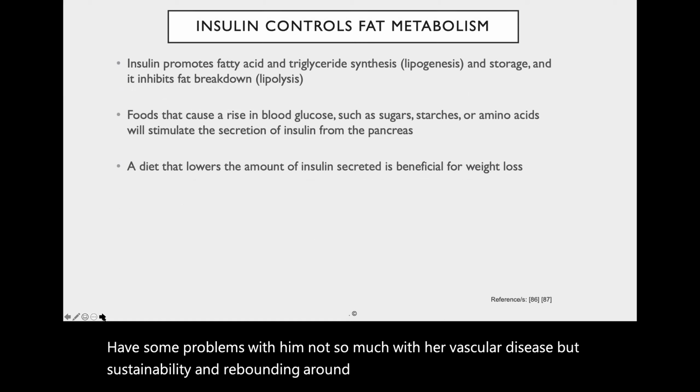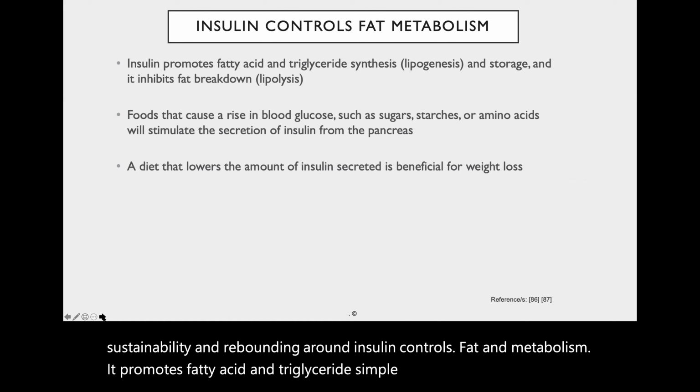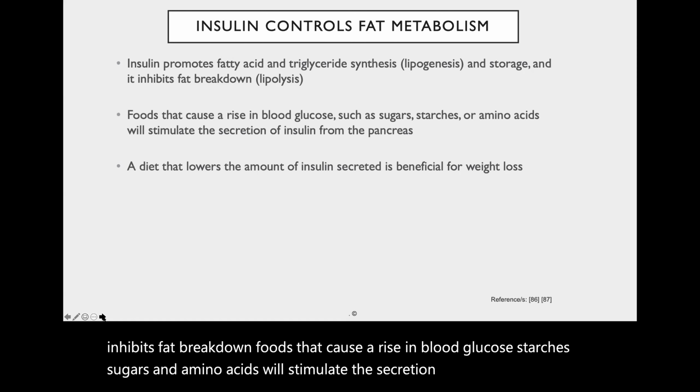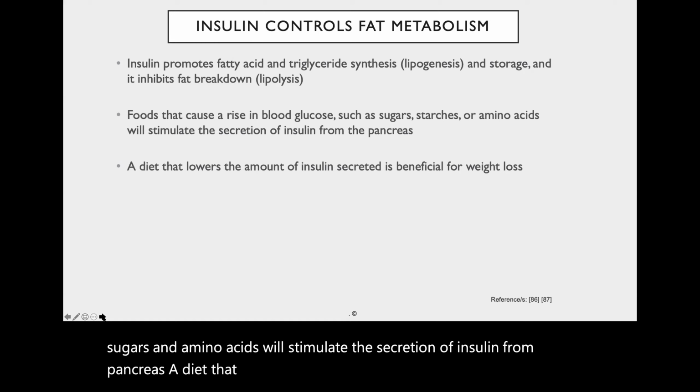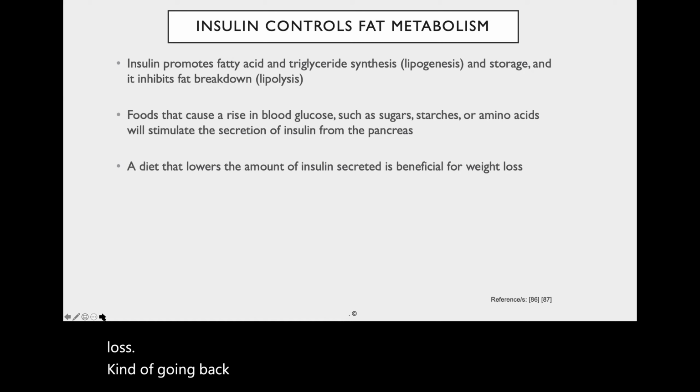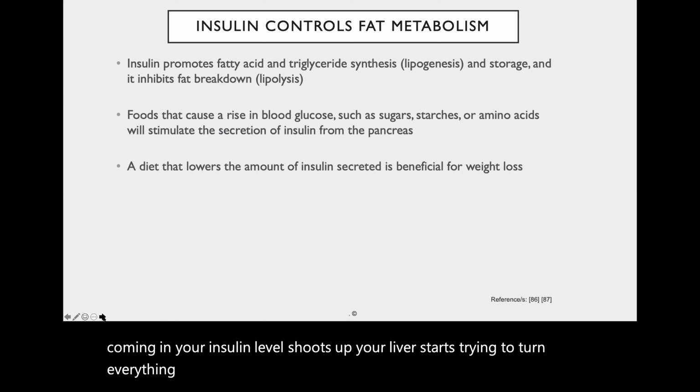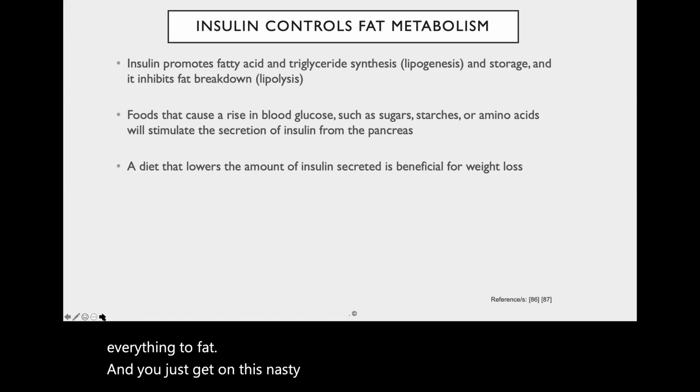Insulin controls fat metabolism. It promotes fatty acid and triglyceride synthesis and storage, and it inhibits fat breakdown. Foods that cause a rise in blood glucose, like starches, sugars, and amino acids, will stimulate the secretion of insulin from the pancreas. A diet that lowers the amount of insulin is beneficial for weight loss. Kind of going back to high fructose corn syrup again. You get those big boluses of carbohydrate coming in, your insulin level shoots up, your liver starts trying to turn everything to fat, and you just get on this nasty little cycle of weight gain and fat increase.